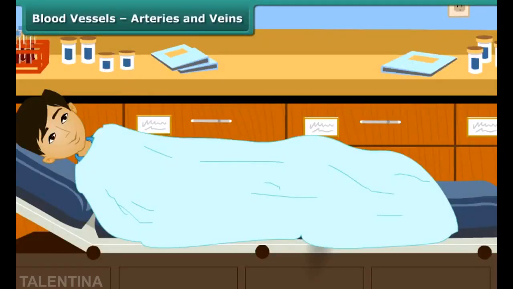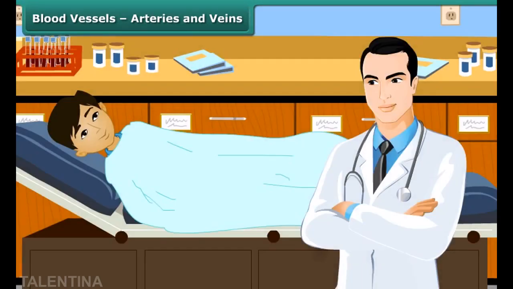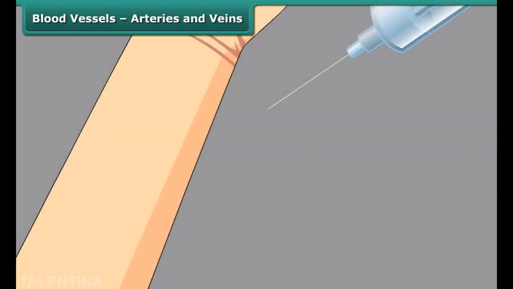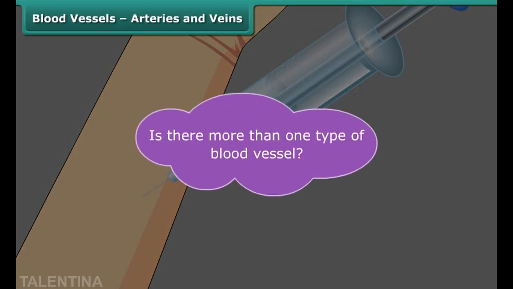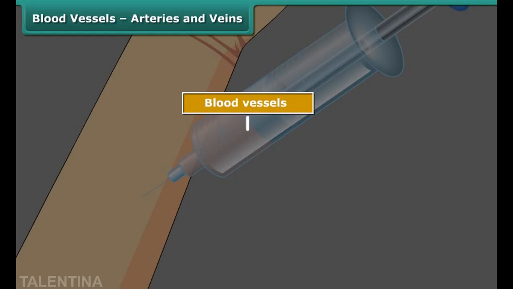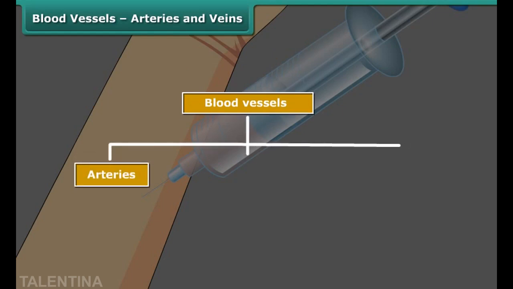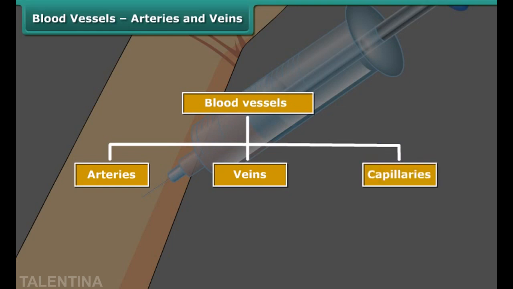Once when Rahul was unwell, his doctor recommended a blood test. The technician collecting blood samples first checks for a particular kind of blood vessel to prick and collect the blood. Is there more than one type of blood vessel? Yes. There are 3 types of blood vessels in our body: arteries, veins, and capillaries.